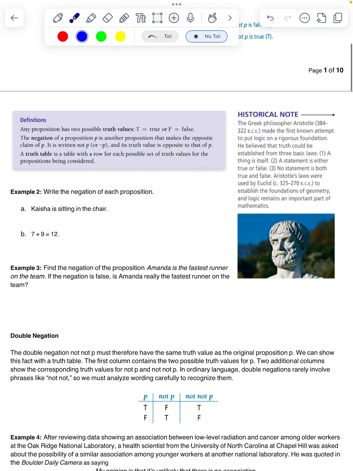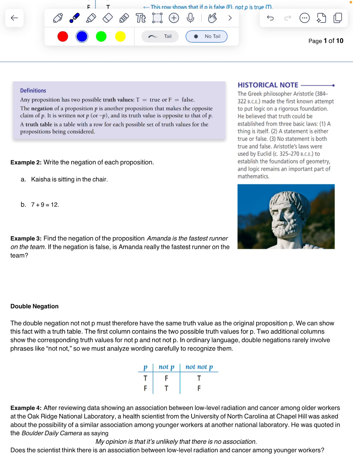So again, any proposition has two possible truth values, true or false, which we indicate with T or F. The negation is going to make the opposite claim. And a truth table is a table with a row for each possible set of truth values.